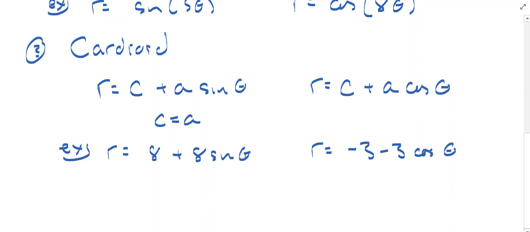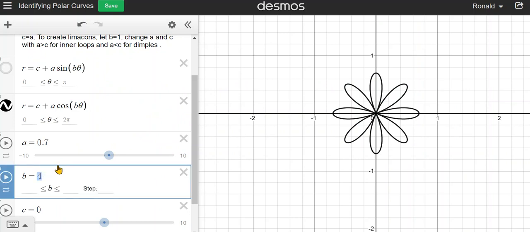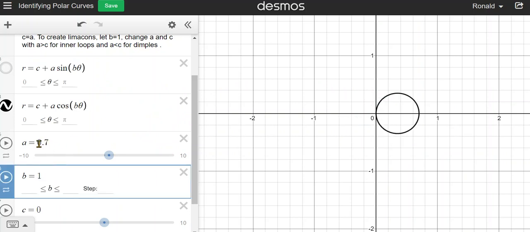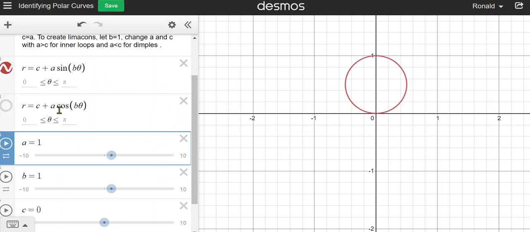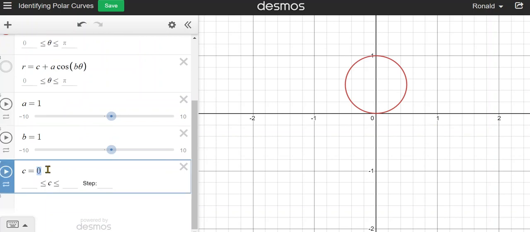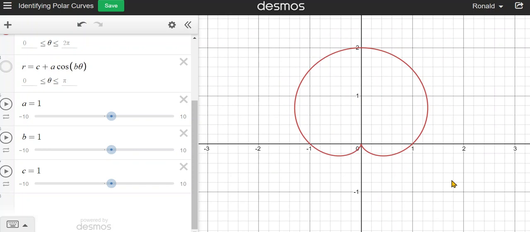We can have a B value, but again, the B value is not important for this discussion. The only thing that's important for this discussion are the A and the C values. So let's take a look at Desmos. In Desmos now, let's let B simply be equal to 1 to simplify the discussion. And let's start off with an A value of 1. And let's go back to the sine function. And now I'm going to introduce the C value, which will also be 1. And so we get something that looks like this. That is a cardioid. The A value and the C value are both equal to 1.